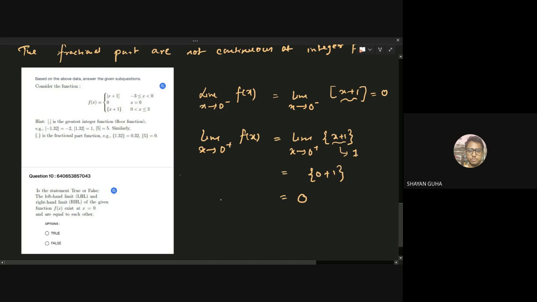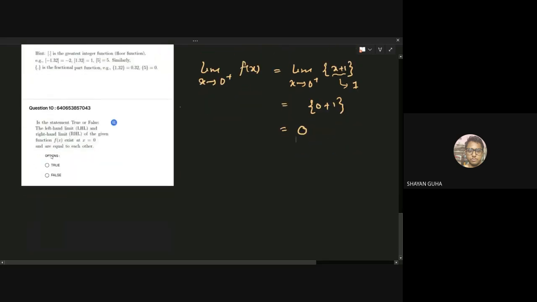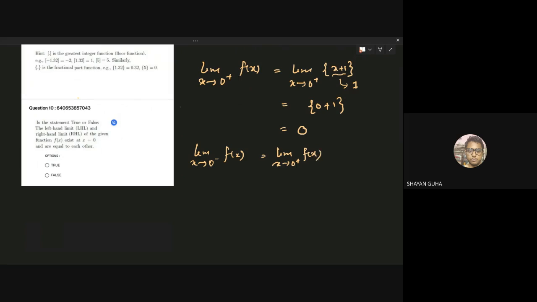So according to this question, state true or false if the left hand limit and right hand limit of the given function exist and are equal to each other. Since we have seen that limit x tends to 0 minus f(x) is equal to limit x tends to 0 plus f(x), this option should be correct. Tell me if you people have any doubt.